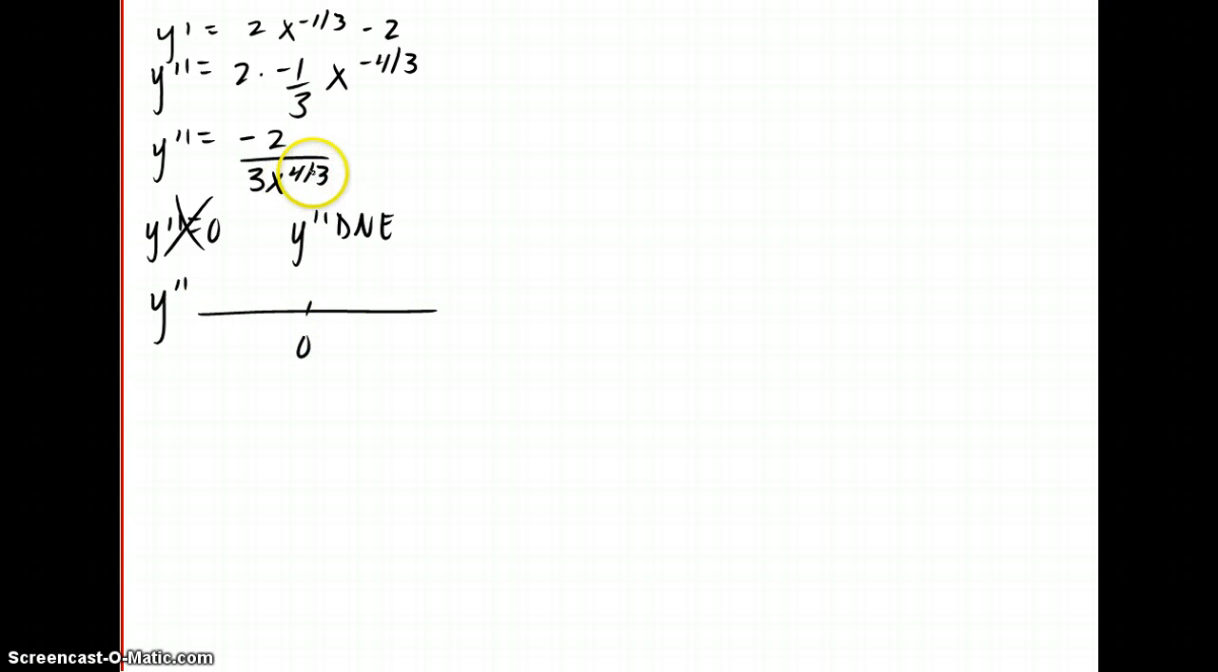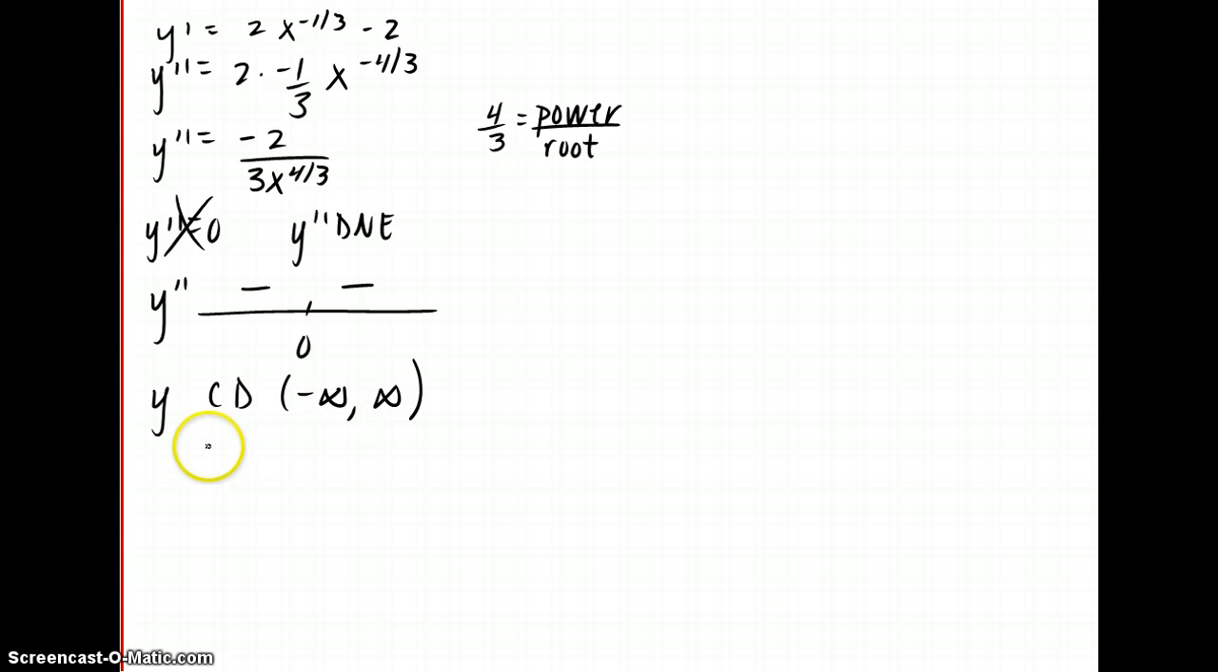Now the denominator, remember a rational exponent. Numerator represents the power of the base. Denominator represents the root. So your numerator will always be negative. Your denominator will always be positive. So the second derivative is always negative. Therefore, y is concave down on the entire interval. And you do not need to split it up at 0 because the function exists at 0. It's not a discontinuity. And therefore, no points of inflection because there was no sign change on the second derivative.